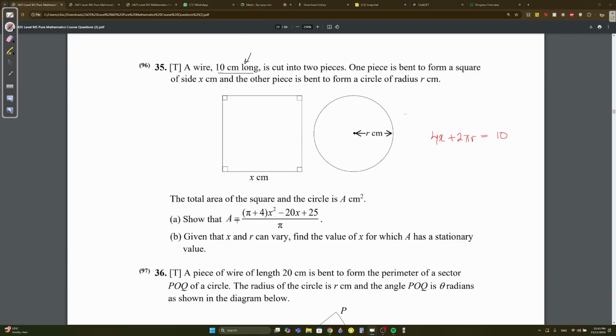They're saying that the total area of the square and the circle is A centimeter squared. So that means the area of this plus the area of this is equal to A. So A is equal to the area of this. What's the area of the square? x squared. What's the area of the circle? Pi r squared is equal to A. So he's saying show that A is equal to this.